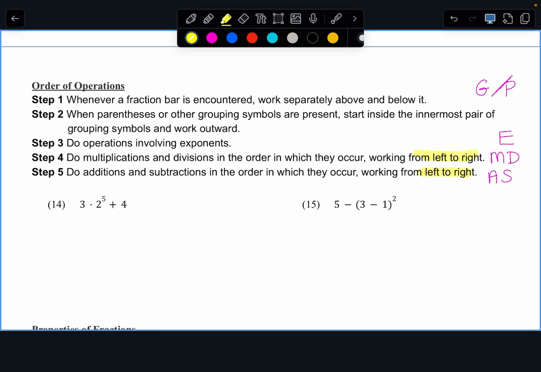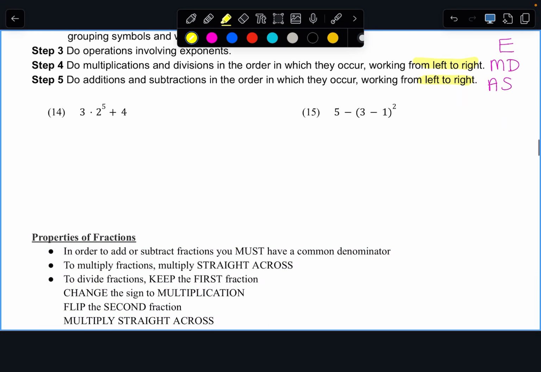So number 14. What are we going to do first? Exponent. Awesome. So what I'm going to do, I'm going to copy the rest of this stuff down. What is 2 to the 5th power? So let's work through it. 2 times 2? Times 2? Times 2? 16. Times 2. 32. There we go.